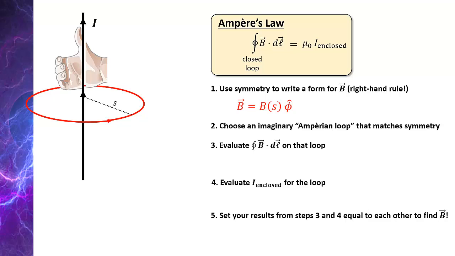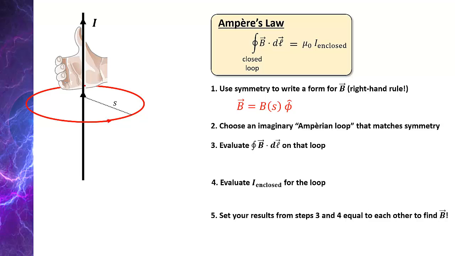So I'm going to choose an Amperian loop that curls around like this, and I'm going to give it some radius s. Notice that I'm giving it a radius that is a coordinate, just similar to what we did in Gauss's law, so that it's an arbitrary radius for this loop, and I can figure out the magnetic field at any distance from the wire.